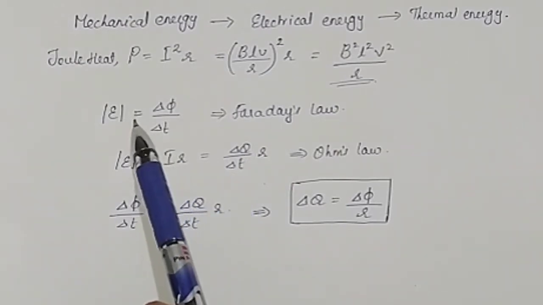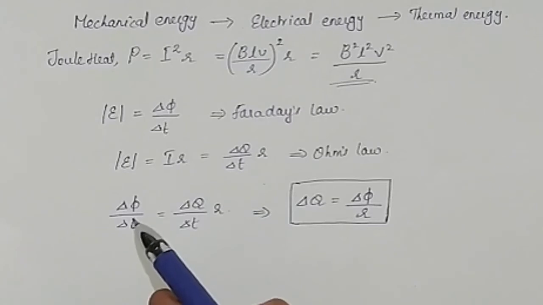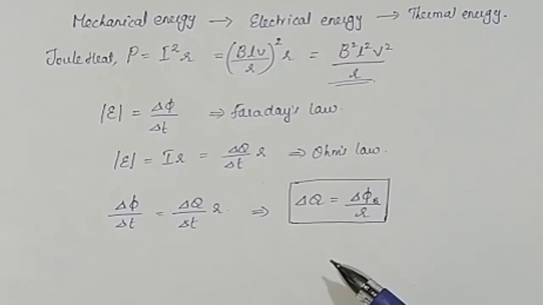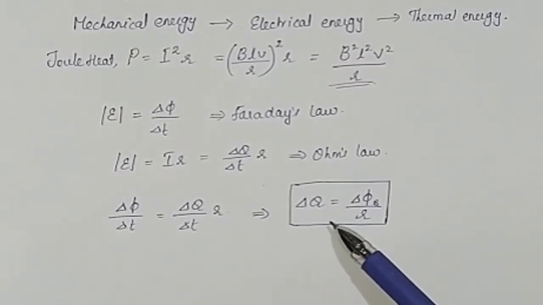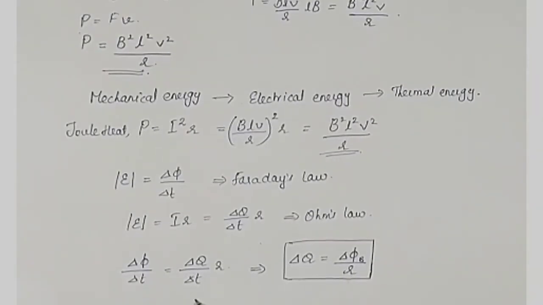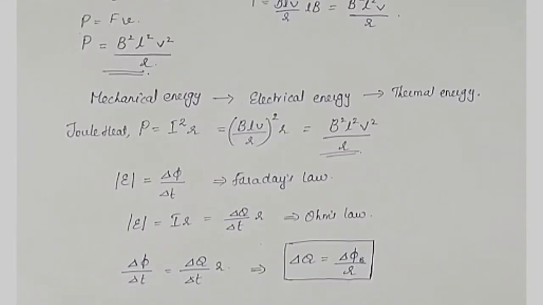If we compare these two expressions of EMF, we can see that delta phi by delta T can be equated to delta Q by delta T into R, from which we get the relation delta Q is equal to delta phi B by R. So this is the whole quantitative analysis based on the energy consideration, and we can see the energy transformation here. And we obtained a relation which is delta Q is equal to delta phi by R.